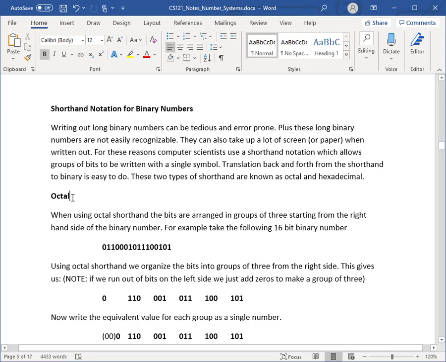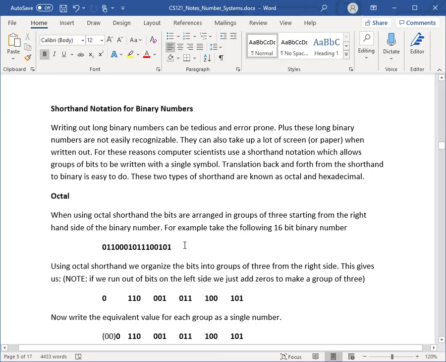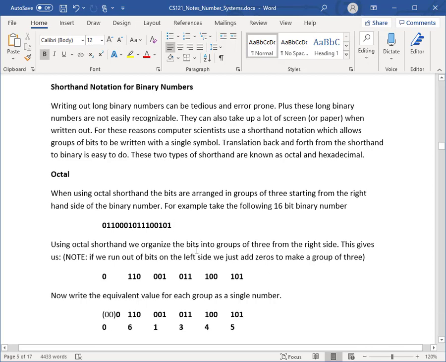Let's look at octal first. Now this one really isn't used very much anymore because it's a multiple of 3, and our computer words now are typically multiples of 4, 16 and 32 for example. But let's look at octal. It's one of the important ones in the history of computer science, because there have been computers that have had multiples of 3 as the number of bits per word. So like 27, for example.